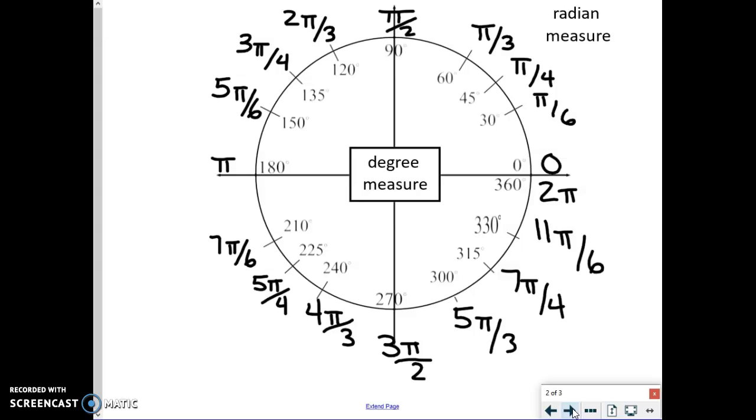The second screen I have for you really is no work. On the inside of the circle are the commonplace degrees, and on the outside are the commonplace radian measures that we are going to use in trigonometry. The ones you see on the inside are the most common degree measures, and the ones on the outside are the most common radian measures that you'll see, and we'll talk about them a little bit more in our next lesson.